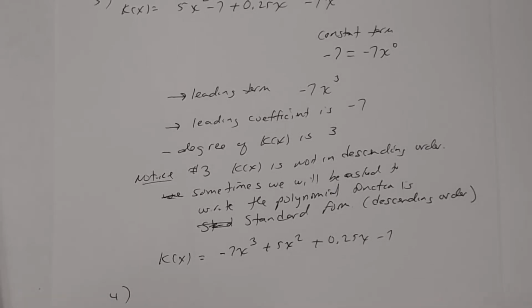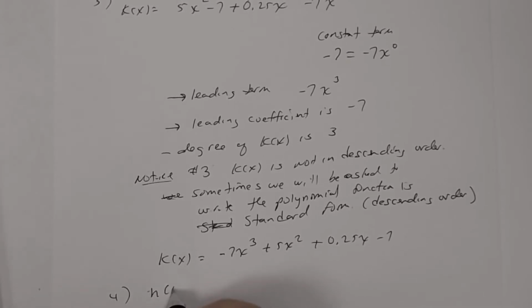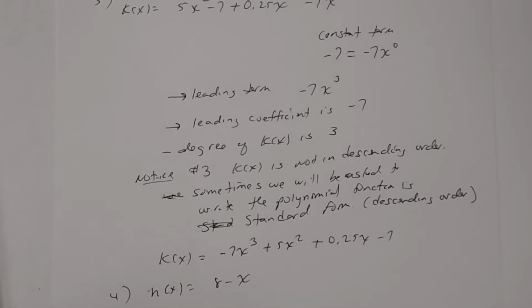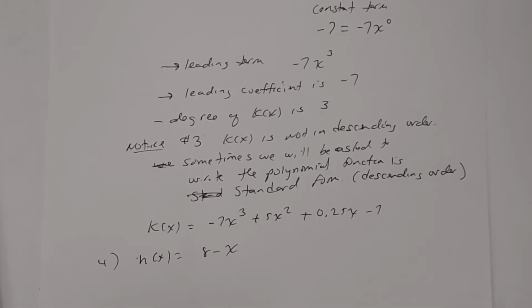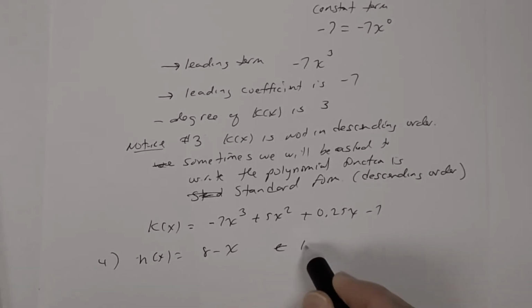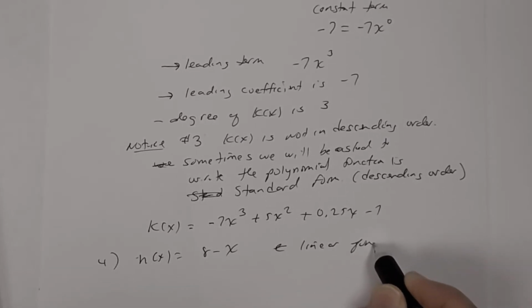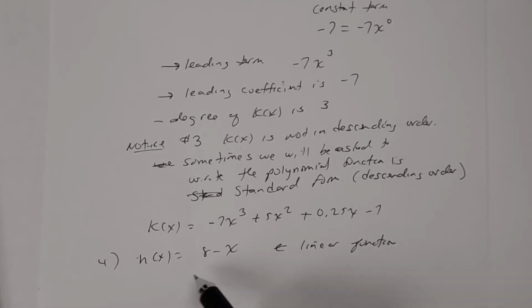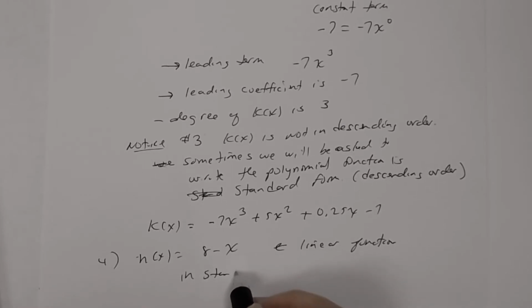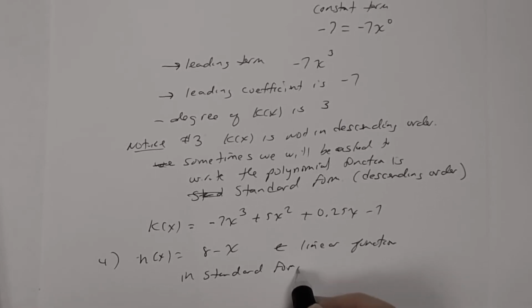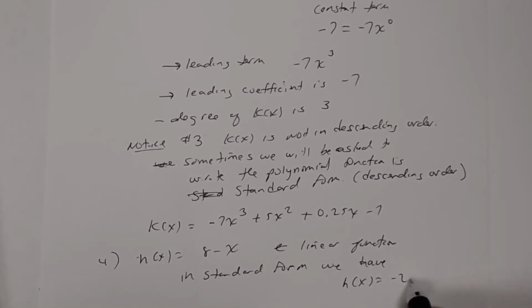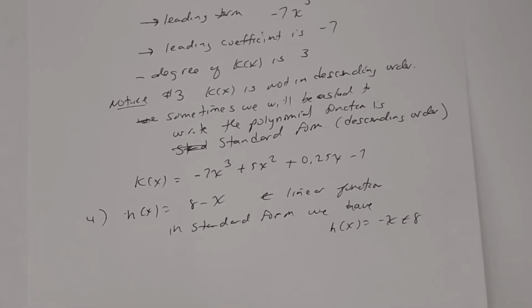So number 4, we have h of x equals 8 minus x. Now remember, 8 minus x is linear, right? So that's a linear function. And it's not in standard form, because notice in standard form h of x would equal negative x plus 8, right? So that will be standard form. Okay? All right, but I want to ask you this question though.